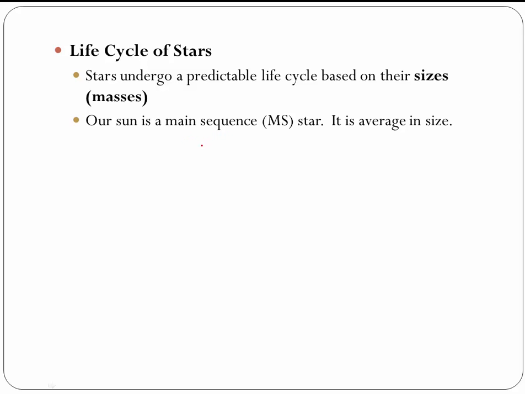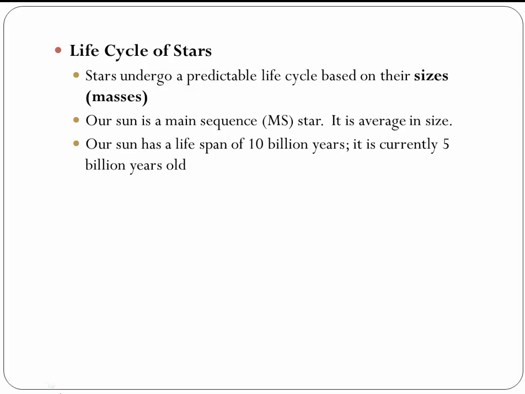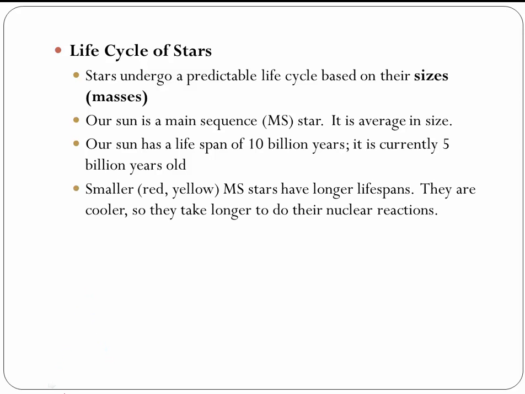So our sun is a main sequence star. We'll talk about what that means in a minute, and it's average in size. It can have a lifespan of about 10 billion years. Because it's smallish, average to small, it lasts a really long time. Smaller stars have even longer lifespans. They're cooler, so they don't fuse their hydrogen into helium as fast.